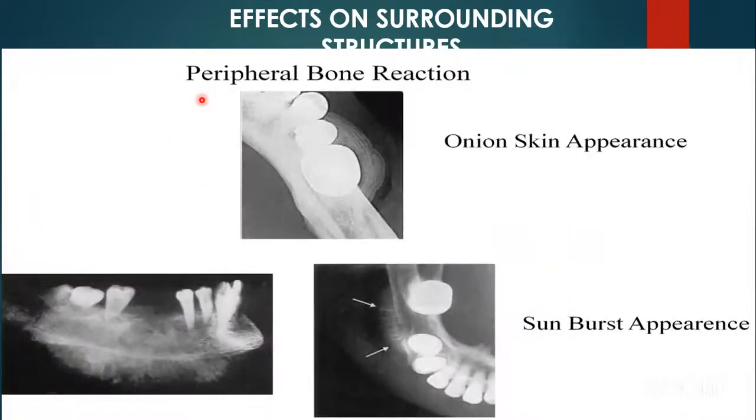All right. So apart from that, your bone also tends to react to pathology. So we call it peripheral bone reaction. Okay, it shows different types of appearances based on how much it is being affected. So these are the classic appearances of peripheral bone reactions. Onion skin appearance, we all know, right? It is most commonly seen in case of Garre's osteomyelitis, and sunburst appearance is most commonly seen in case of osteosarcoma.